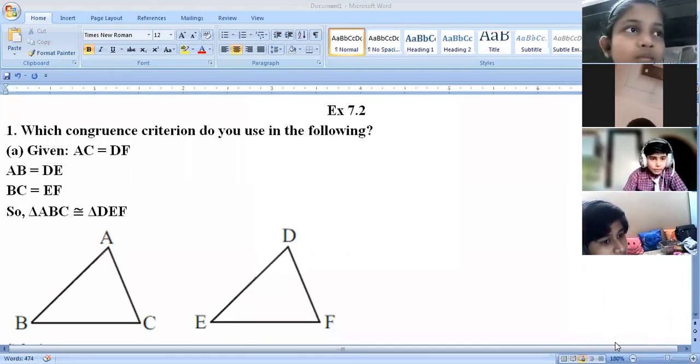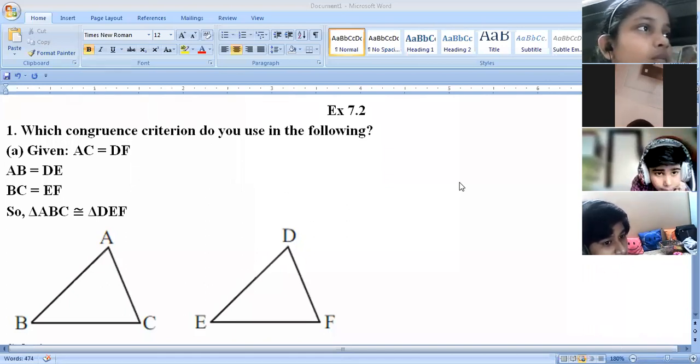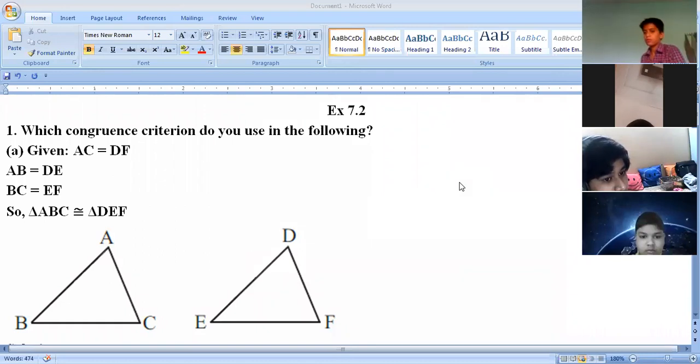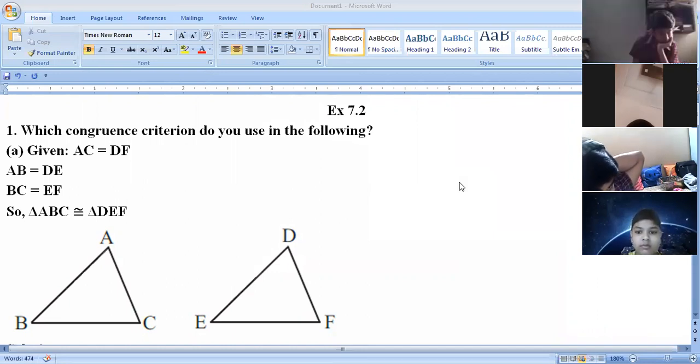Yes, ma'am. Which congruence criteria do you use in the following?